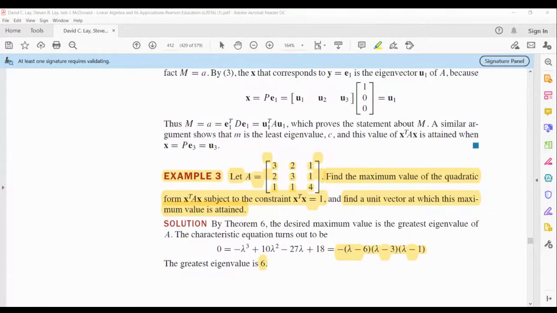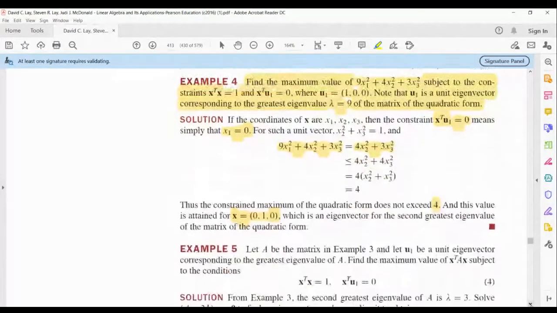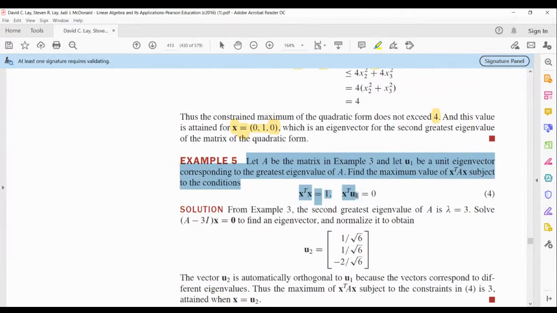Okay, so let us see here. Given this, we can go right to example 5. They're just saying, if you had the matrix in example 3 and you had the two constraints, then yes, the second greatest eigenvalue would be lambda equals 3, and you would have to solve this augmented matrix to get the answer. And incidentally, this is one of the things I want to mention. I guess I'll mention it now on the exam.